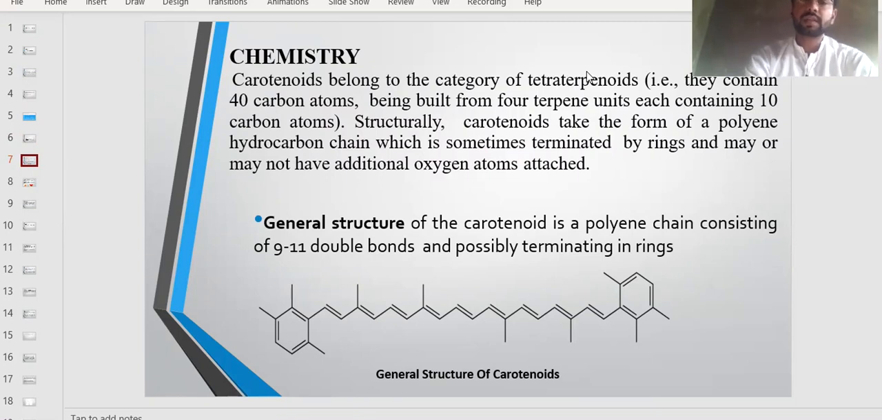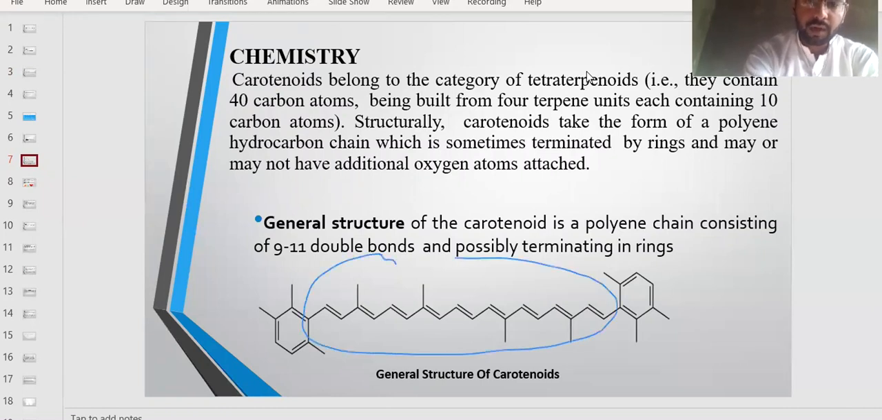This is the general structure of a carotenoid, which contains alternating single and double bonds. It may contain 9 to 11 alternating double and single bonds.